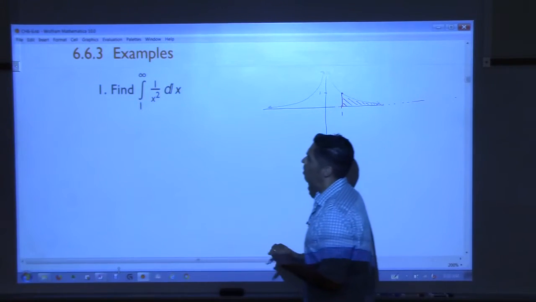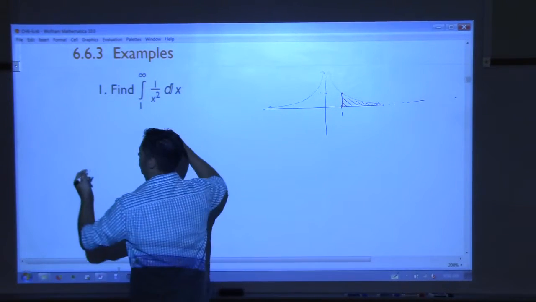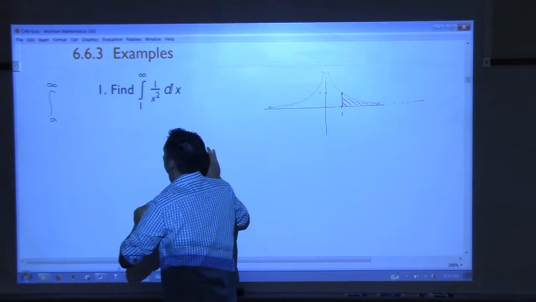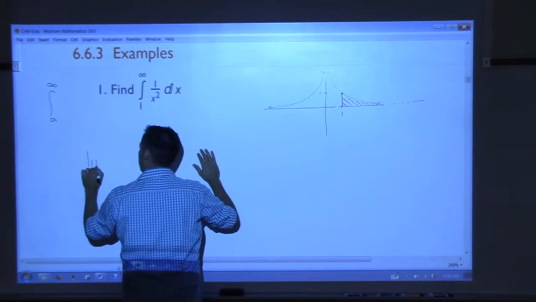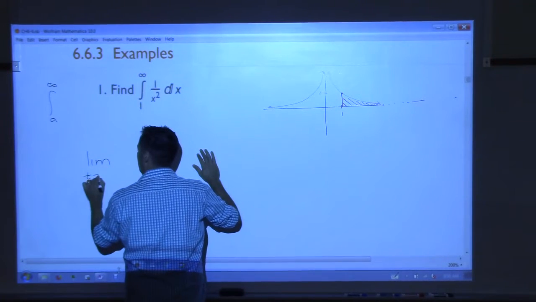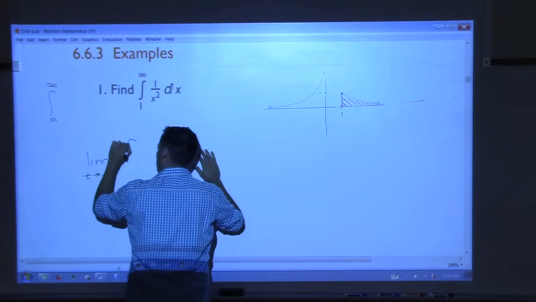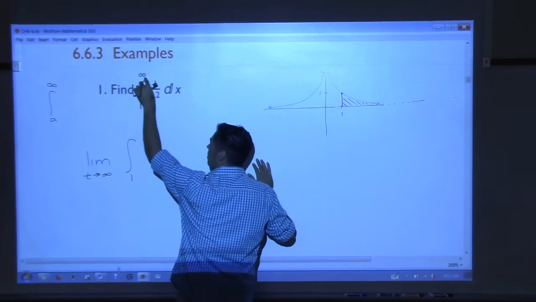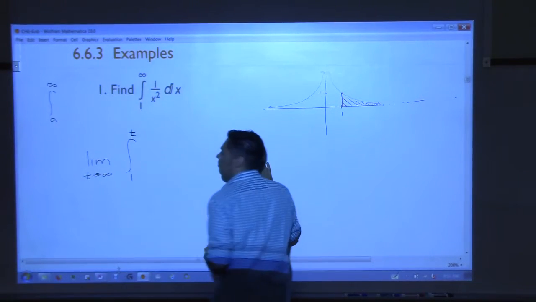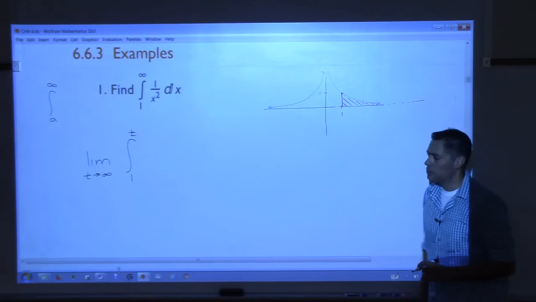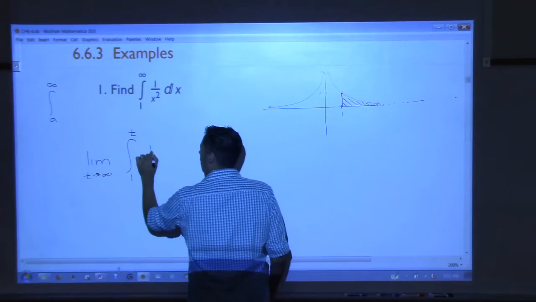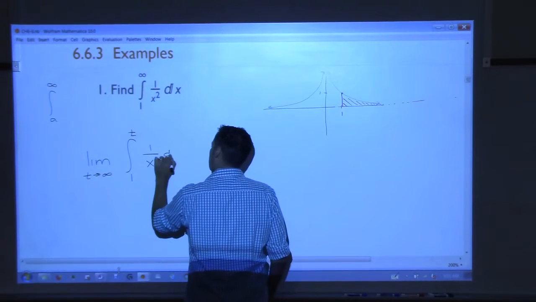So let's run through the method. This looks like this one, integral a to infinity, right? That's what that looks like. So what I'm going to start with is a limit. I'm going to let t go to infinity, and I rewrite the integral. I leave the 1 as a 1, and I replace infinity with t, right? And then I have 1 over x squared dx.